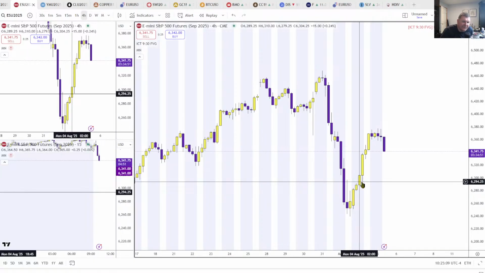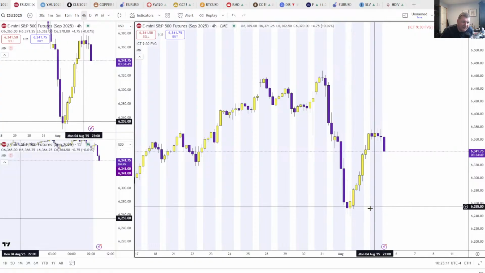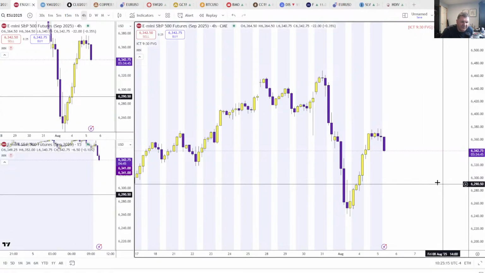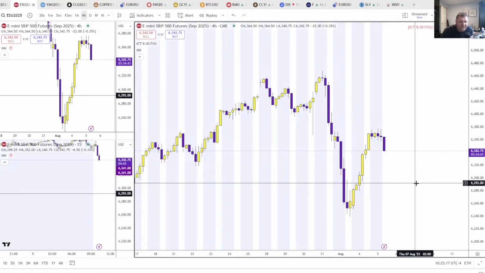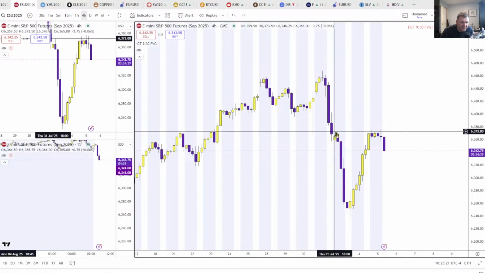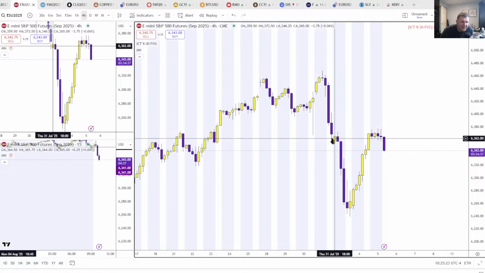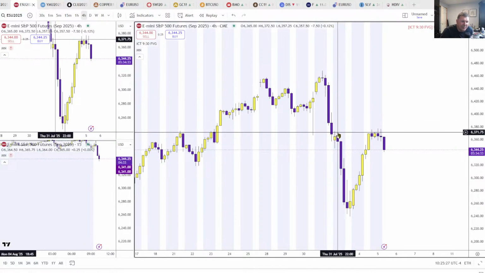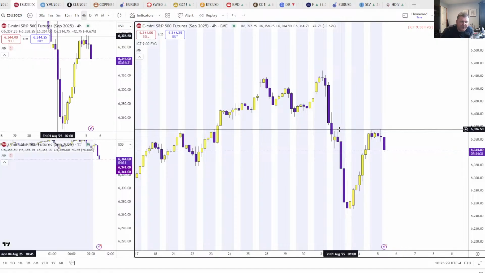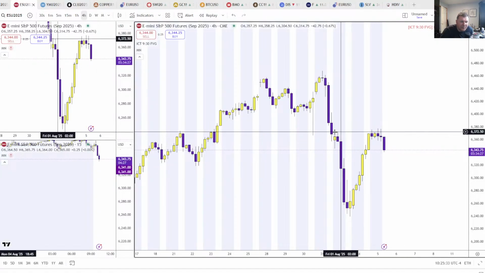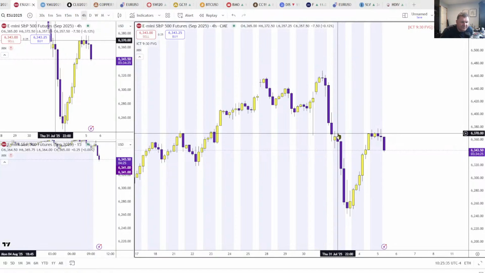And then if we're looking for a range extension, I'm looking to see if 297 gives way on a close. So we've got reverse starting to happen here. We've popped up above that level. This has been the ultimate 4 hour bull trap. See how we've got no body above that level yet? No body on a 4 hour chart.